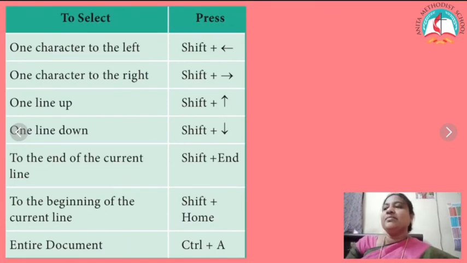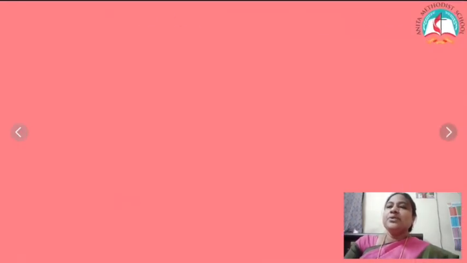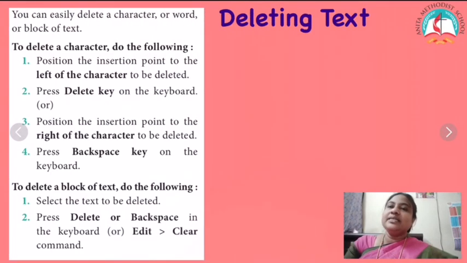So this tabular column is an important one, children. How to select the text using the keyboard shortcut keys. Okay, next one, how to delete the text. So there are 2 important keys to delete the text. One is the delete key, another one is the backspace key.